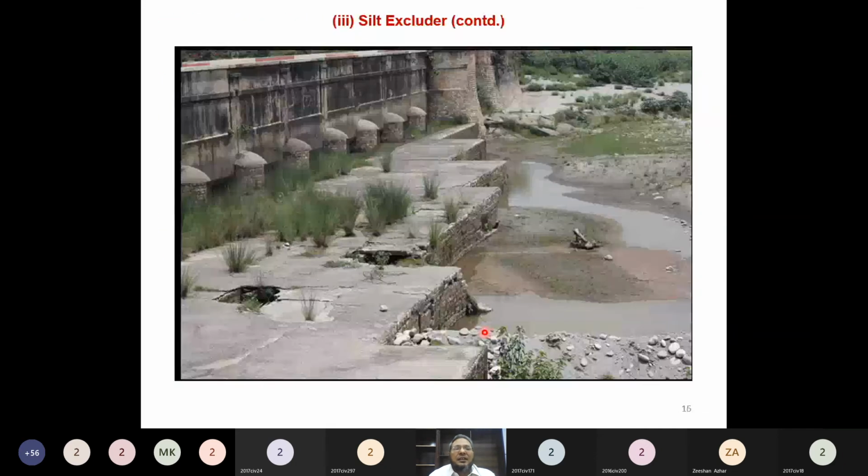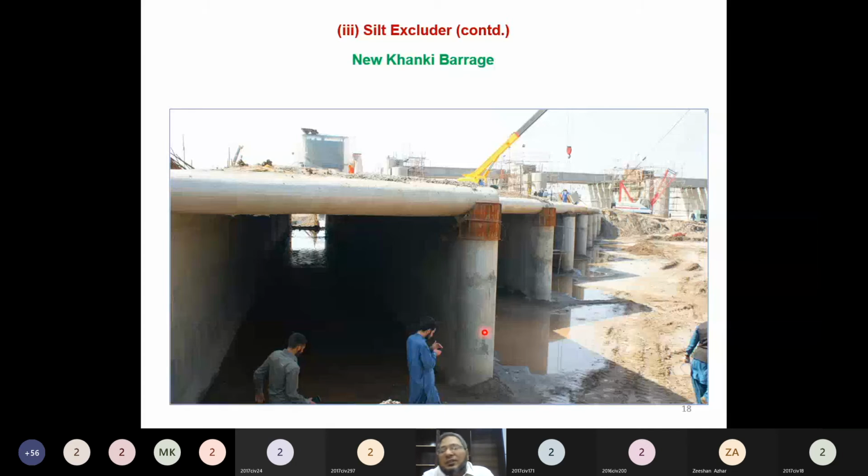Okay, and this is one more example, a photograph of the silt excluder of New Khanki Barrage under construction when we visited it. On this side there is the head regulator of the main canal, which was not constructed at that time. And this is the longest tunnel, and this is how the lengths of the tunnels are reduced over here. And on this side these are under sluices.